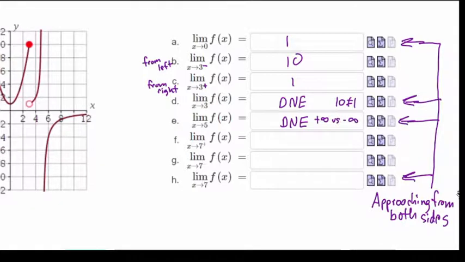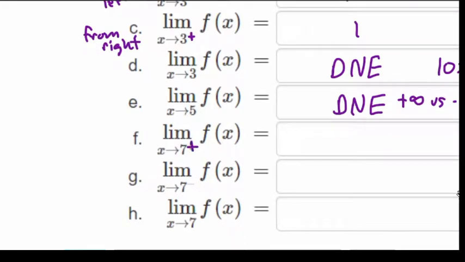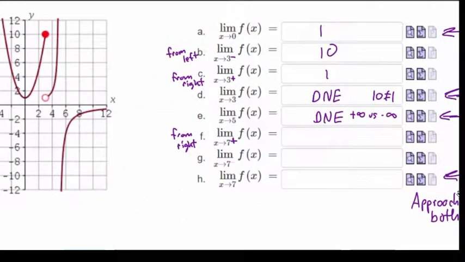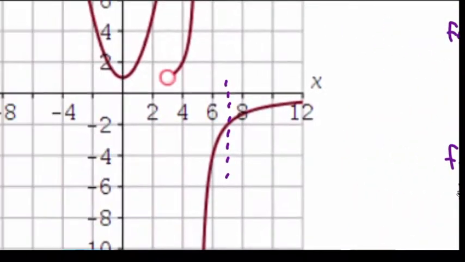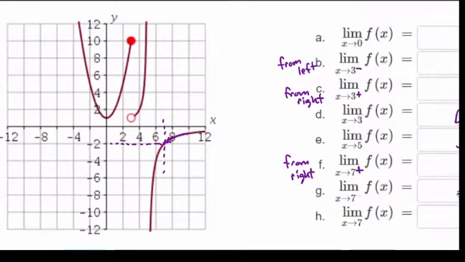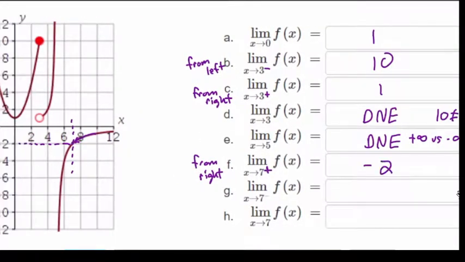All right, let's take a look at our next one. We are going to approach 7 from the right. So let's take a look at x equals 7 on our graph. Let's approach from the right. And that value is going to be pretty close to, possibly exactly, -2. So let's fill that in, -2.